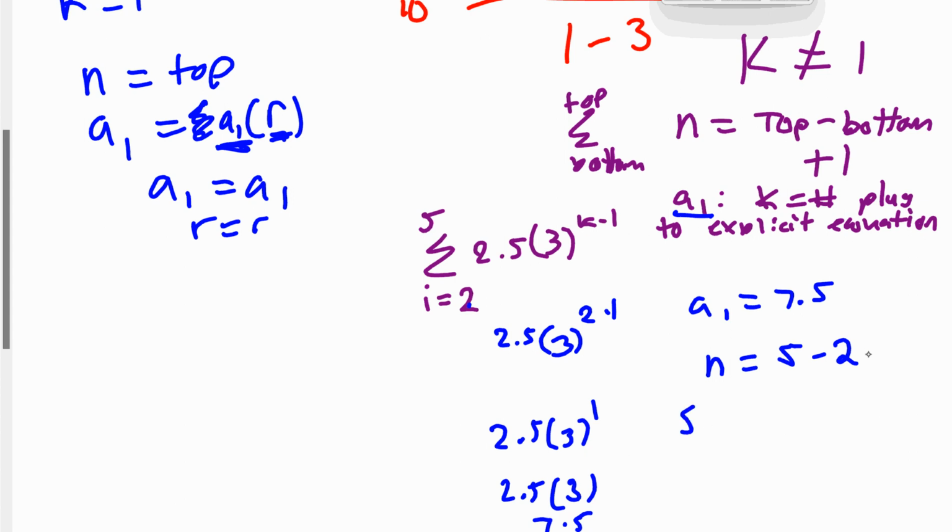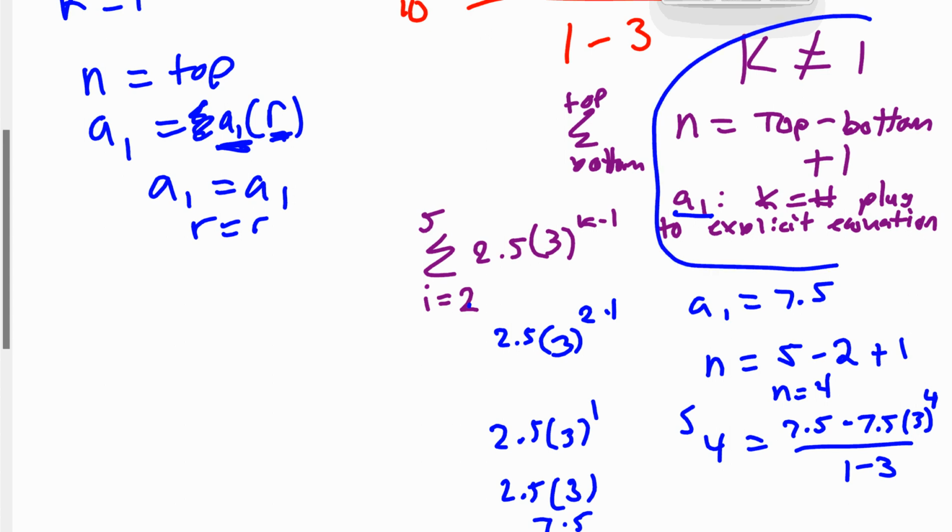A sub, oh, I gotta add 1, sorry. So that would be 3, and then plus 1. So I get my n equals 4. So s sub 4 would be my new a sub 1, 7.5, minus 7.5 times my r, and the r is the same, raised to my n, which is 4, all over 1 minus 3. And then I can hit enter on that.